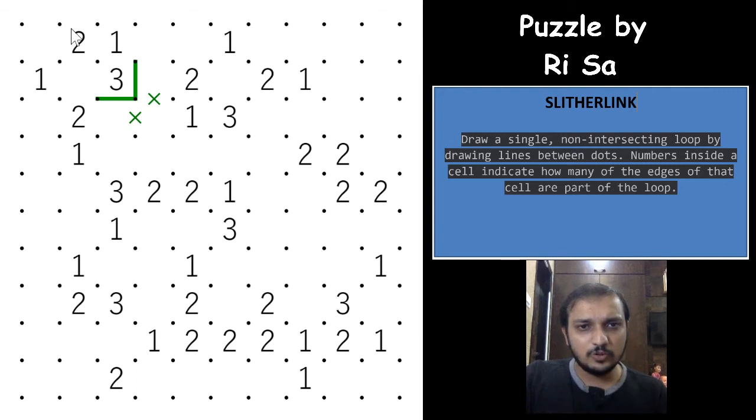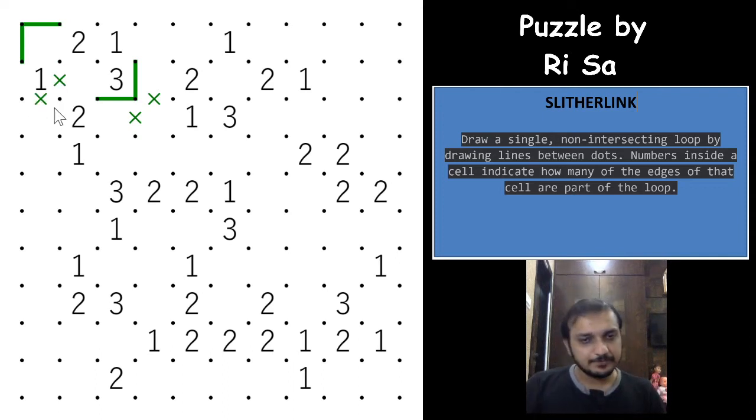But whatever be the loop segment at the up and the left, it will have to go this way. And which means that now this loop segment will either go towards the right or down, and will cross out both of these, right? A really good start to the puzzle.